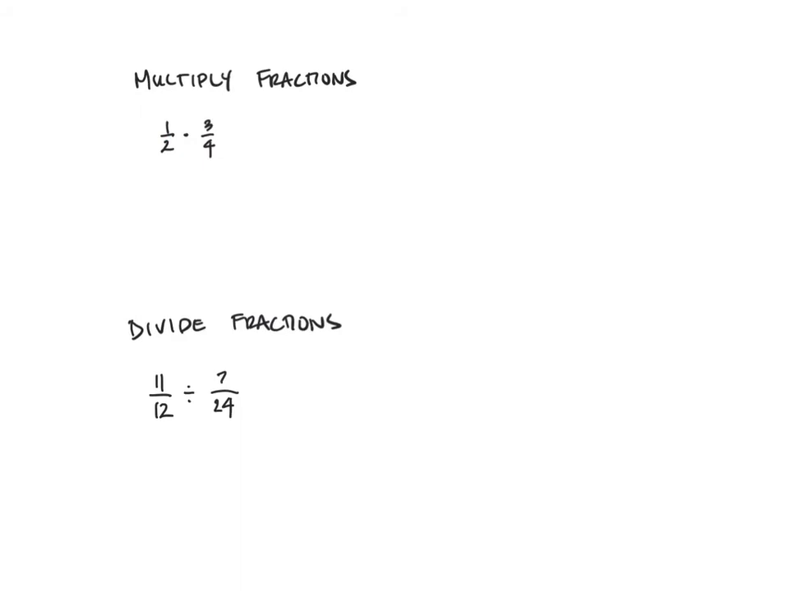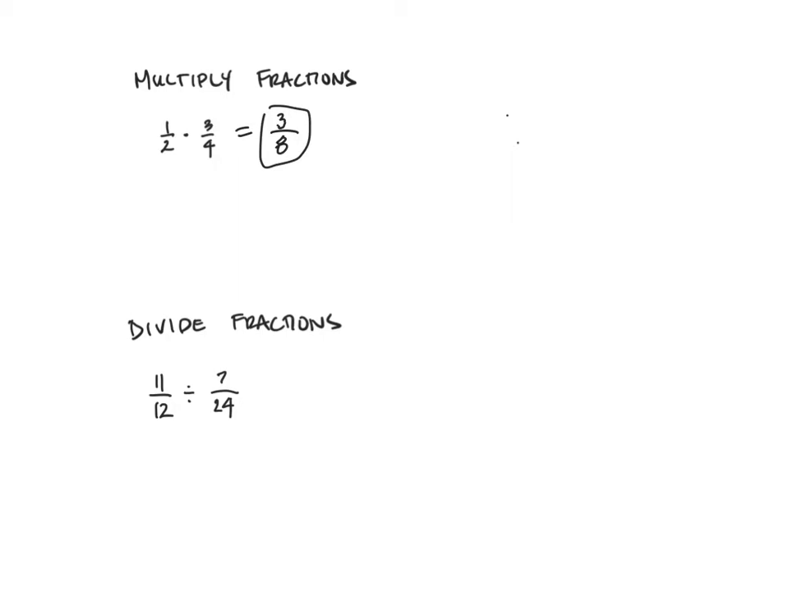So we already talked about multiplying fractions. You just multiply straight across. You can cross cancel if you know how to do that. I won't show that here, so we'll just do multiplying straight across. This is going to be 1 times 3 is 3, and then 2 times 4 is 8. So half of 3/4 is equal to 3/8. I should make that 3 better. So there's our product right there.